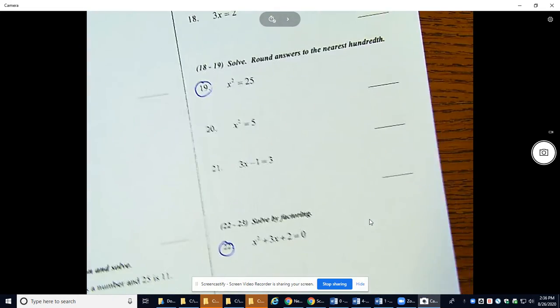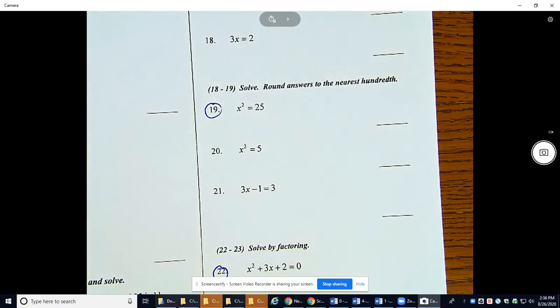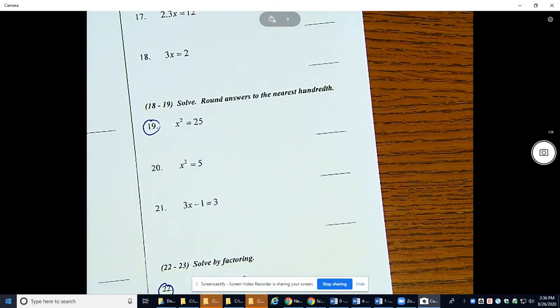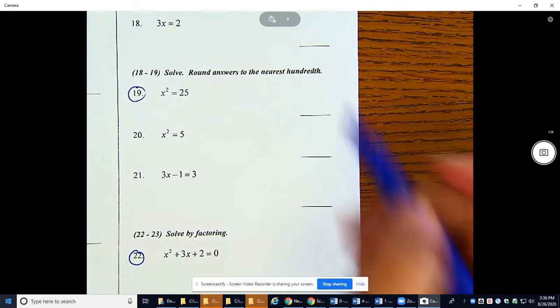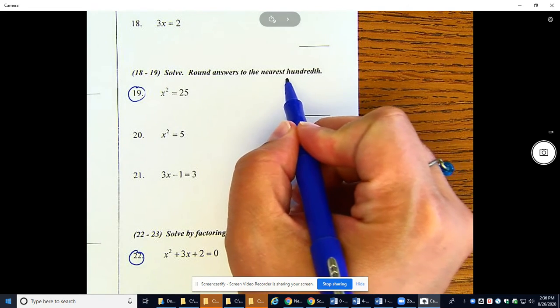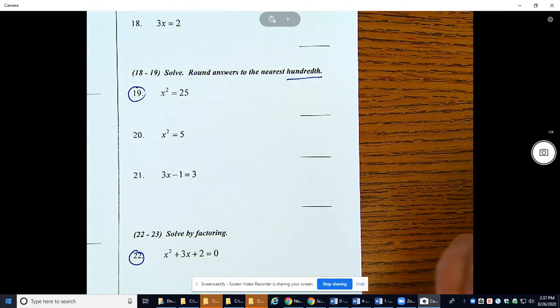All right. Ooh, we're on to the back of this paper already. All right, number 19 is the one we're going to look at next. And this is a relatively simple one. This time, though, they want our answers rounded to the nearest hundredth. So if there's a decimal in there, that's totally okay. Hundredth is 2 digits after the decimal place.